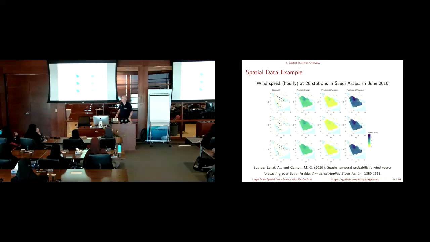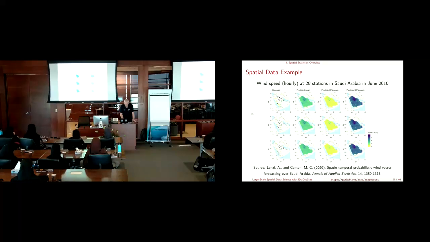All right, so as a motivation, let's look at this data example here. This is wind speed data, hourly, in Saudi Arabia in June of 2010. The data are taken at 28 stations. Each station records the wind speed, for example. In fact, not only speed, also the direction and other quantities. But let's focus on the wind speed.